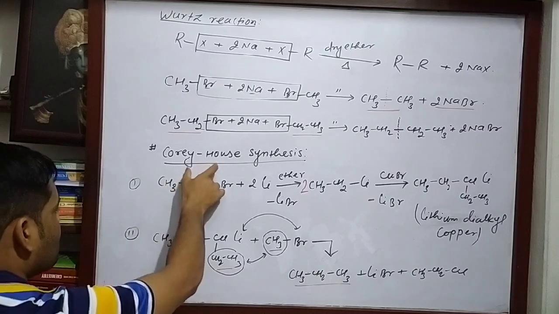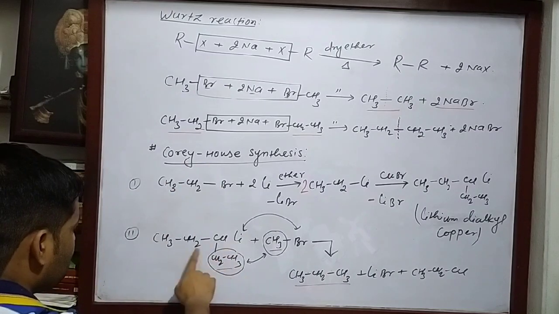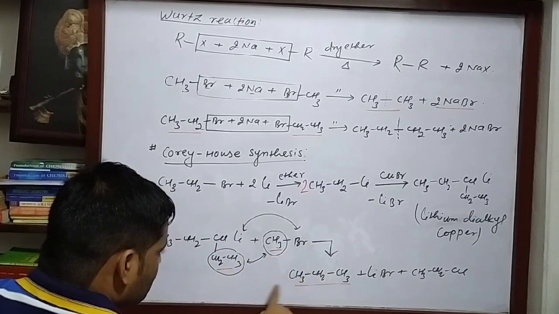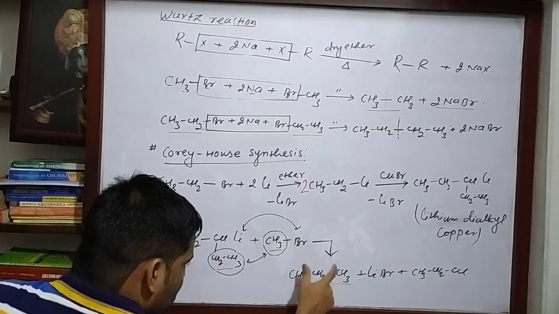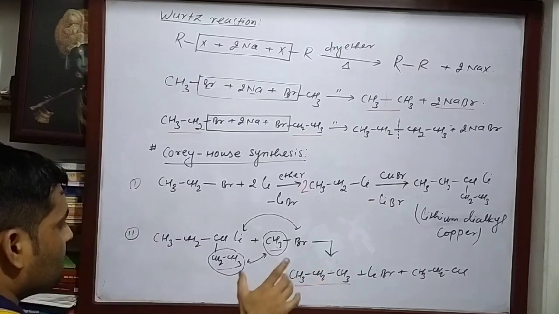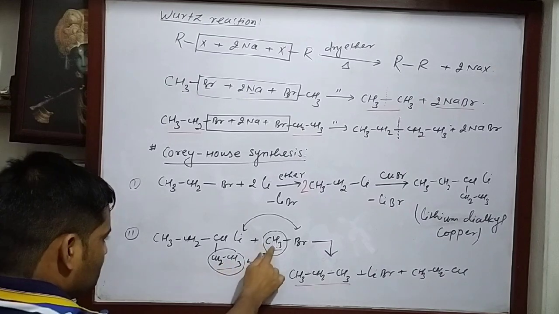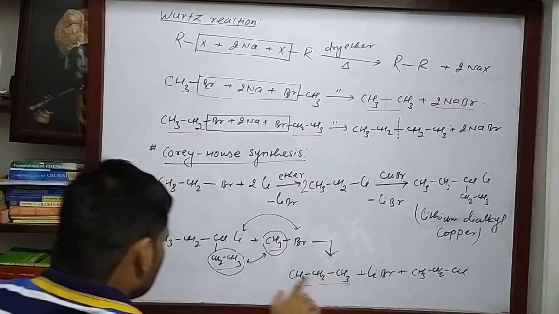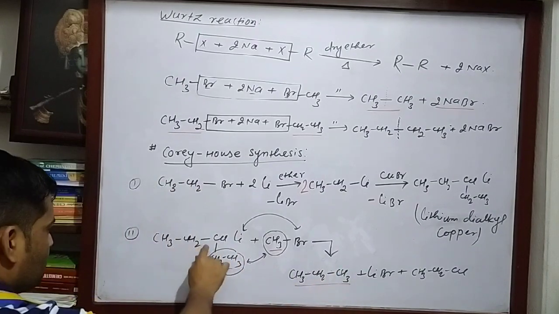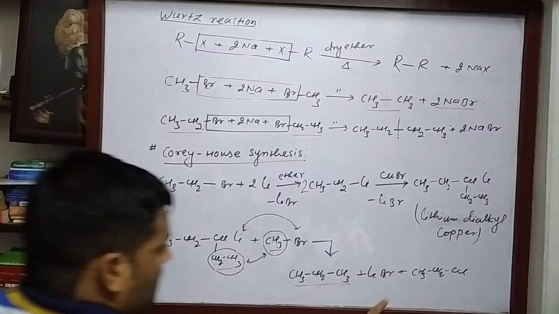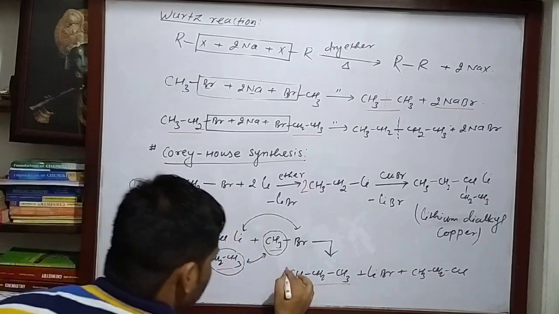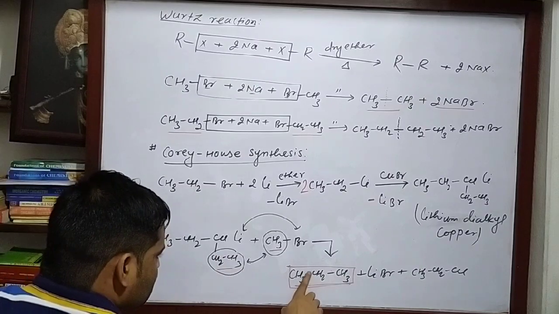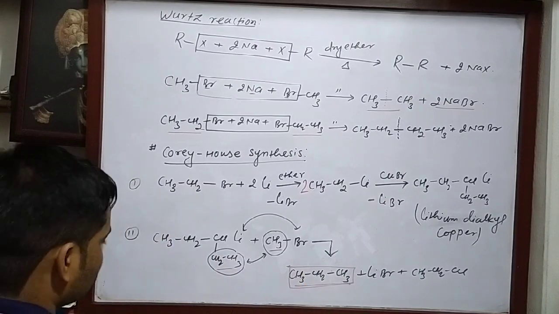And what is Corey-House synthesis? When lithium dialkyl copper reacts with alkyl halide it gives alkane. But in this chemical reaction, what are the byproducts? Here one alkyl group with this alkyl group combines to give alkane, lithium combines with bromine to give LiBr, and which part remains? Here one alkyl group and copper, alkyl copper is the byproduct, and this alkane is the major product. Here unsymmetrical alkane is synthesized, but we can also prepare symmetrical ones.